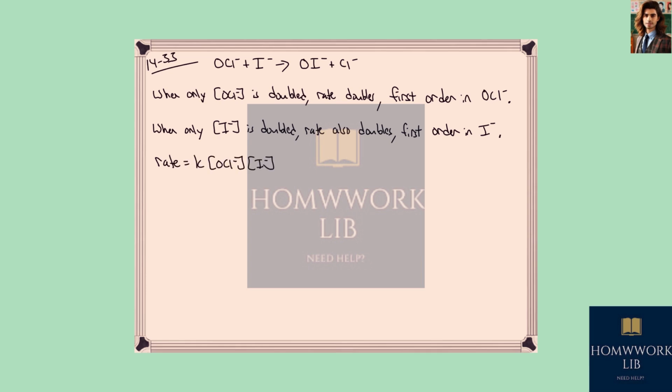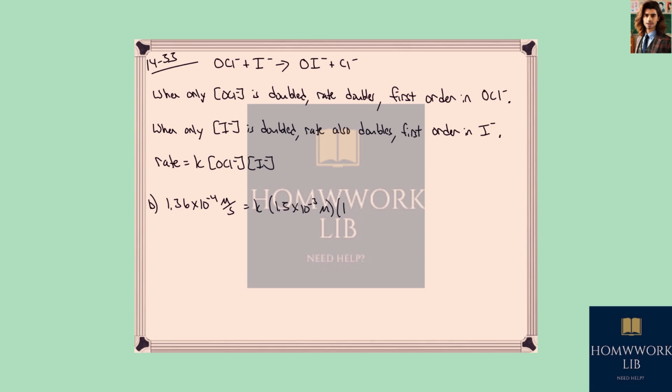So the rate law is rate is equal to K multiplied by the concentration of OCl- raised to the first power multiplied by the concentration of I- raised to the first power. So if we were to know the concentration and the initial rate and the initial concentrations, we could solve for the rate constant. We actually have 3 sets of data that allows us to solve for the rate constant.